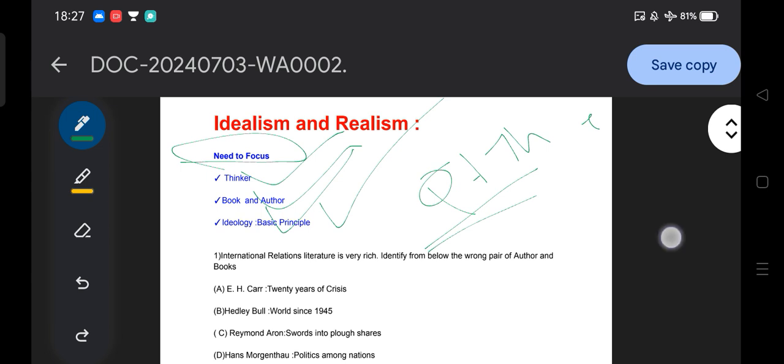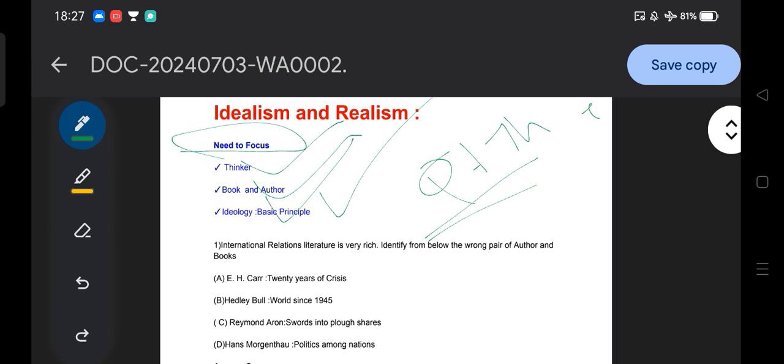So let's see the first previous year question. International literature is very rich; identify the wrong pair of author and book. One of the favorite questions of SSB is that there is an author and a book, and we need to find out which one is incorrect. Option A, E. H. Carr, The Twenty Years' Crisis. Option B, Hedley Bull, The World Since 1945. Option C, Raymond Aron, Swords into Plowshares. Option D, Hans Morgenthau, Politics Among Nations. You need to find out which one is the incorrect pair.